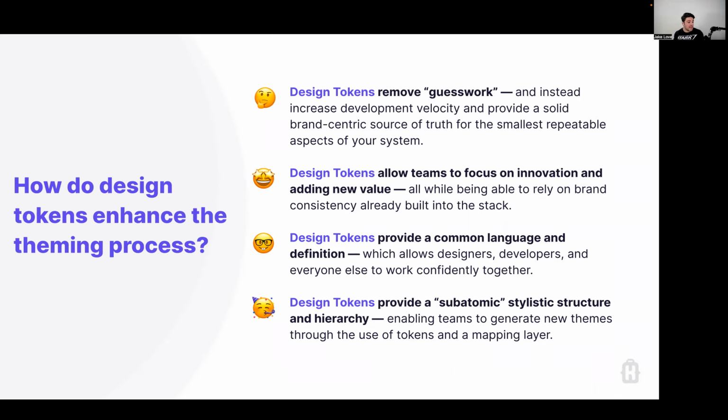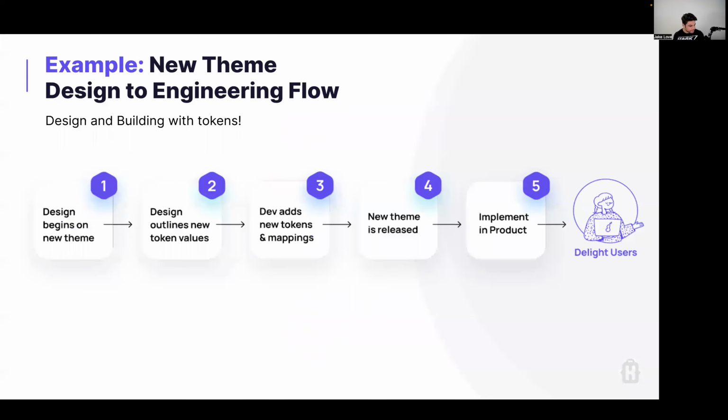They provide a common language and definitions. They allow designers, developers, and everyone else to work confidently together to be able to talk about things using the same exact language. And lastly, they provide a subatomic stylistic structure and hierarchy, enabling teams to generate new themes through the use of tokens and a mapping layer, which is what we're going to get into today.